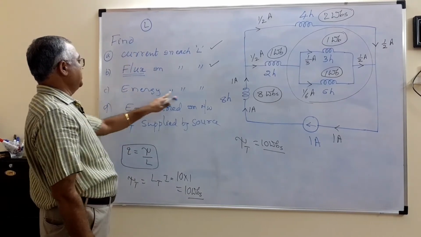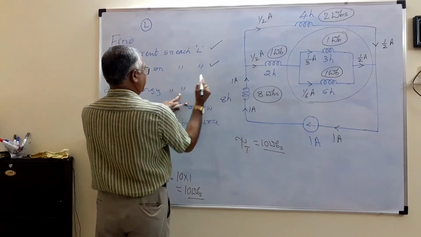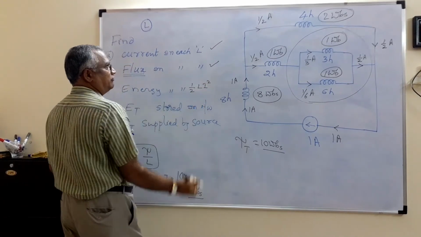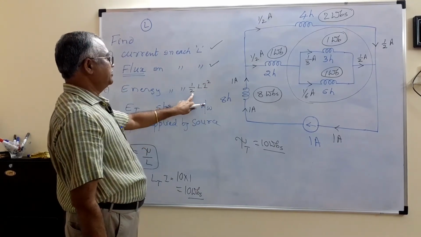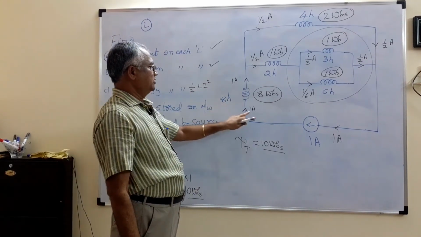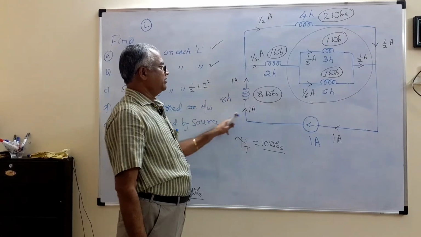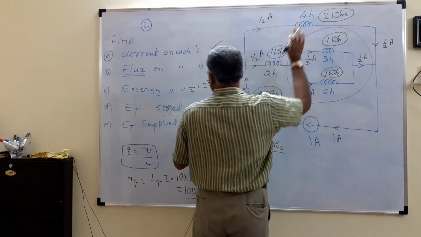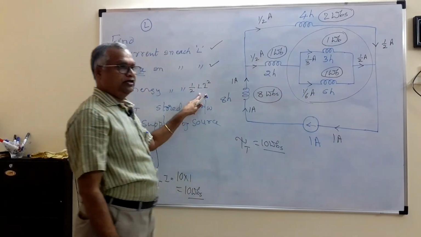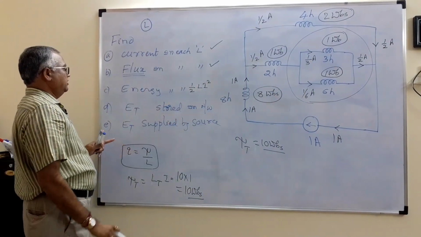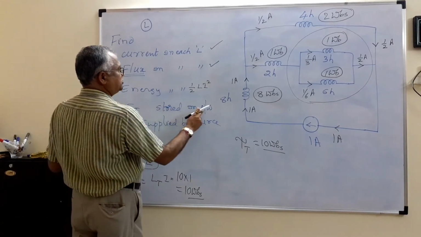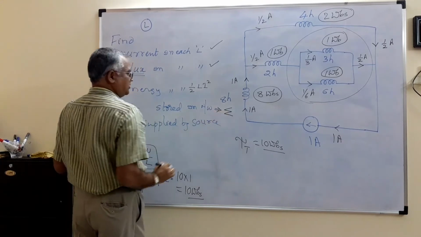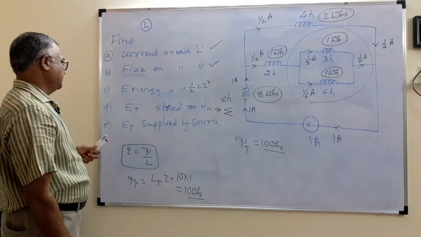So these two are over. Next, energy. What is the energy formula for an inductor? Half L i square. So everywhere operate half L i square. You get energy here. Half L i square, you get energy here. Everywhere do that, you get the energy stored in each inductor. Then what is the total energy stored? How do you get the total? Simply go for summation. That is similar to a capacitor.